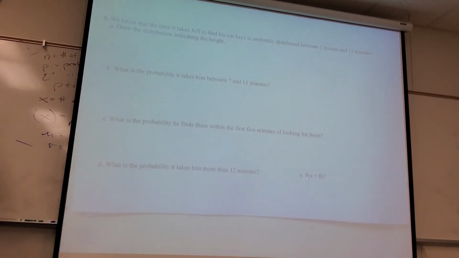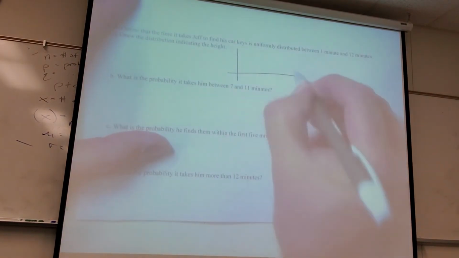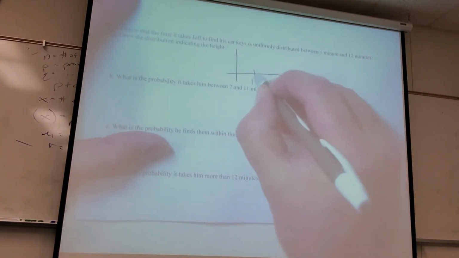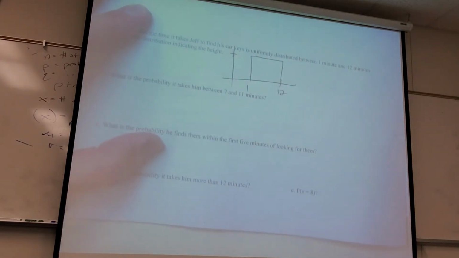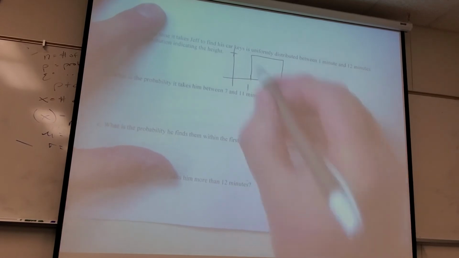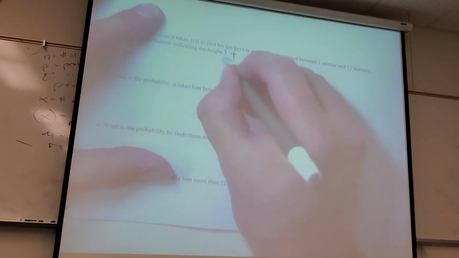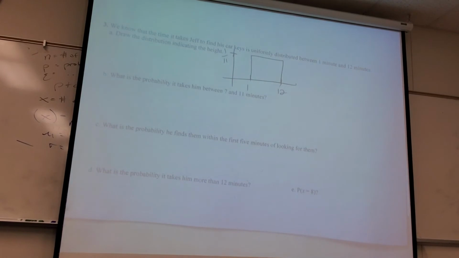So now it's between 1 and 12. It's just going to be a big rectangle. When I say draw the distribution, I need to see the actual distribution. Anybody know what the height's going to be? It's 11 wide, so it's got to be 1 over 11 to make it valid. That's the same thing as making the sum of the probabilities 1. And then you can answer any question I ask you.